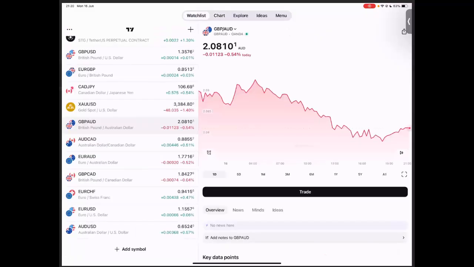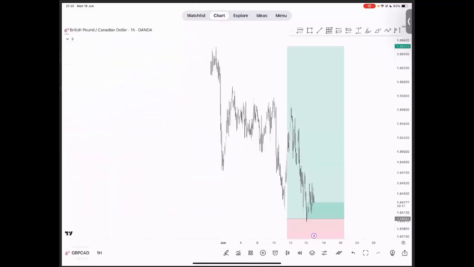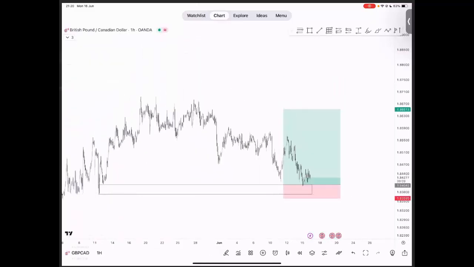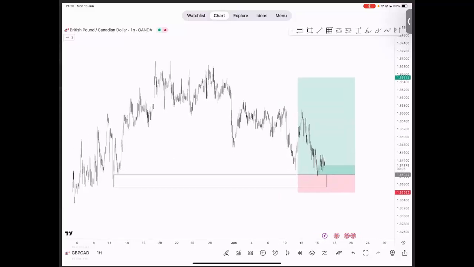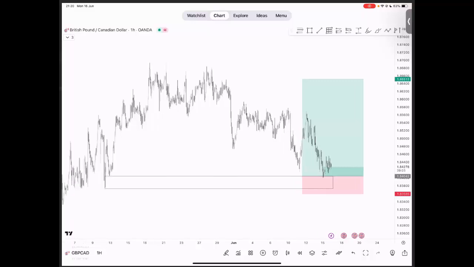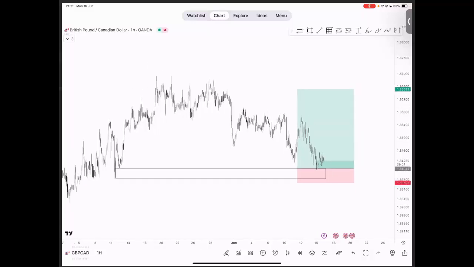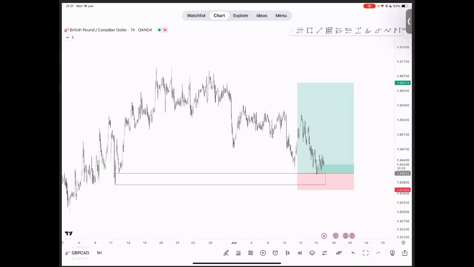And then looking at this, this is the trade I'm currently on, GBPCAD. This is very slow, but it's still running. It's more like our type B setup, right?